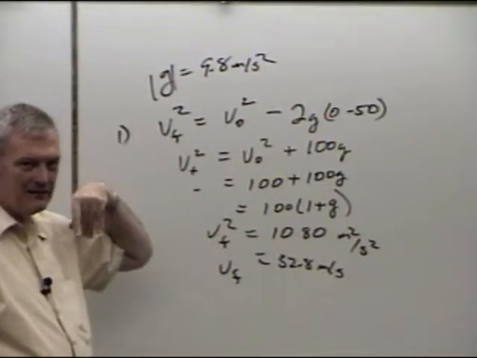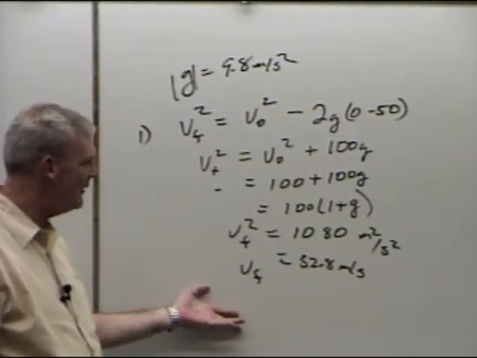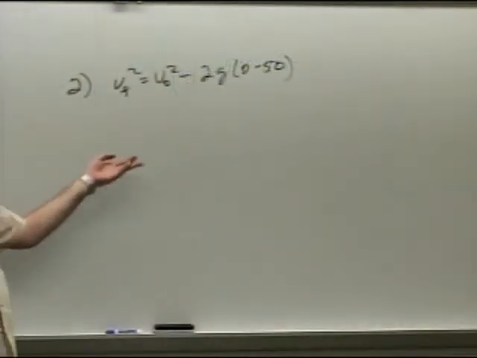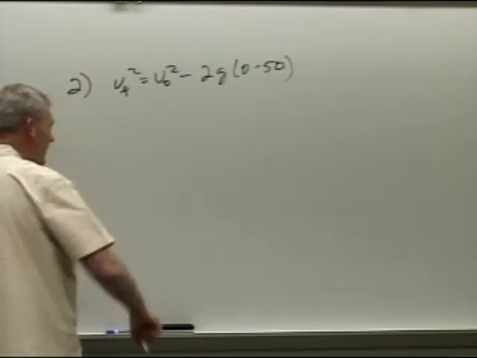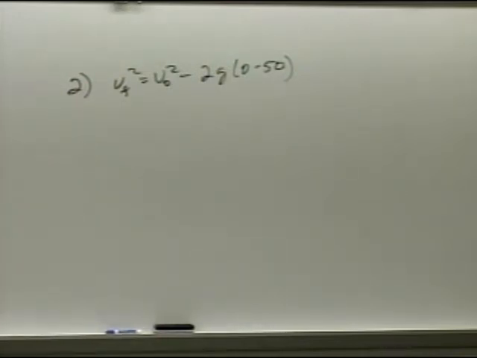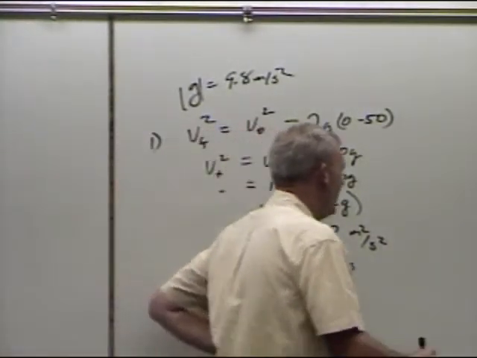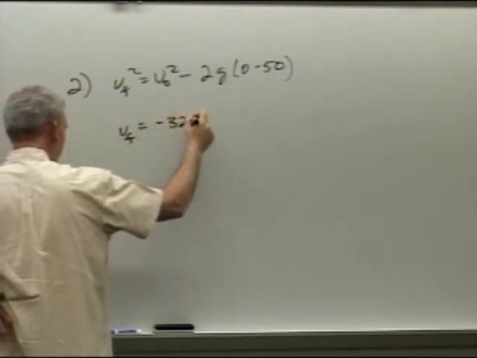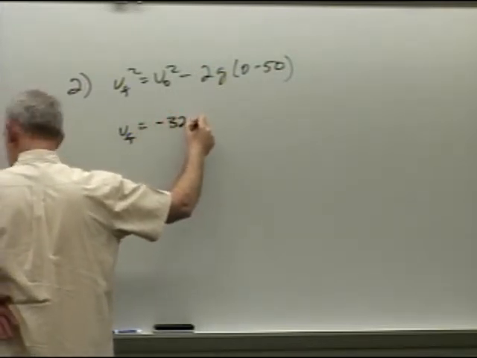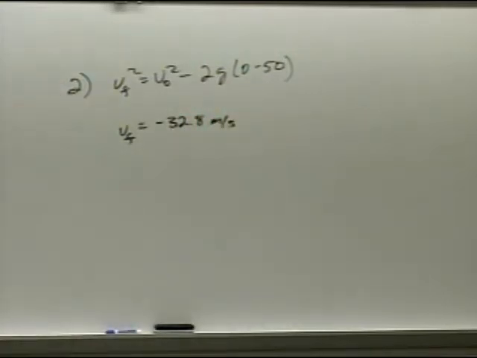It works out. But if you plug in for the time for this one, the time on this one is going to be much longer than the time on this one. The way to get the time is through the quadratic. First of all, we have to know that this is a negative 32, and this will work out to be the same thing. vf equals negative 32.8 meters per second.